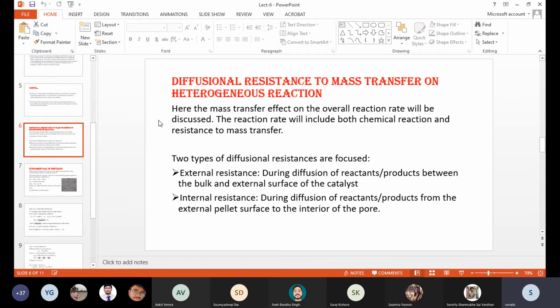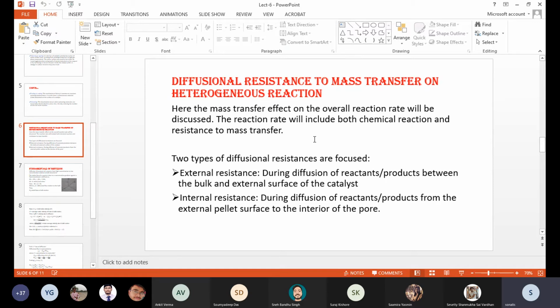These diffusions, or mass transfer, have some resistance effect on the reaction. How they do, this chapter we will discuss. Here the mass transfer effect on the overall reaction rate will be discussed. The reaction rate will include both chemical reaction and resistance to mass transfer. So the rate of the reaction will include not only the chemical reaction part, but also the resistance to mass transfer, which is having a great effect on the reaction rate.